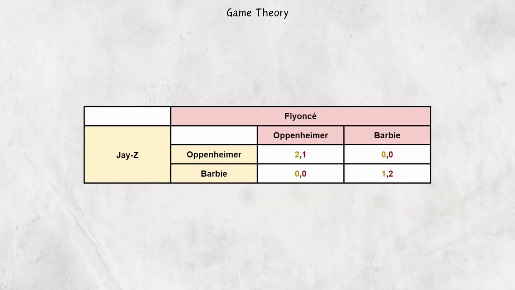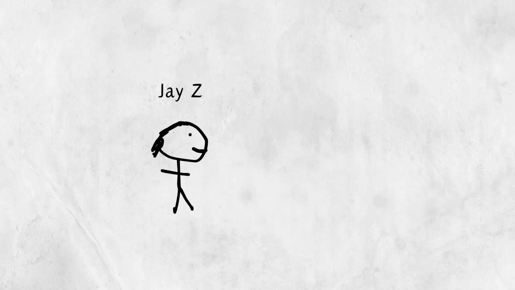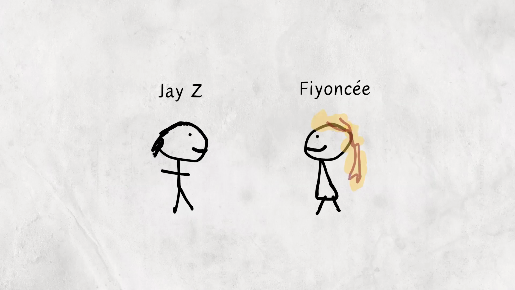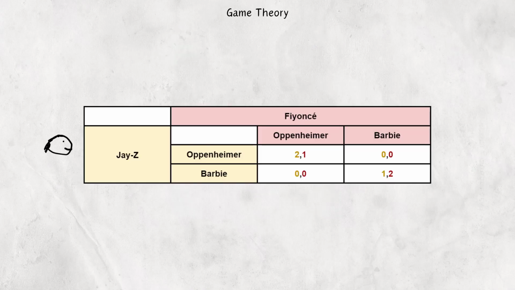Let's take a look at the fourth game. This time it's between a man and a woman who are engaged. JC and his wife before they got married, fiancé. It's their date night and they want to go to watch a movie. JC wants to watch Oppenheimer and the fiancé wants to go watch Barbie. But they don't want to go alone, that would ruin the entire idea of a date night. So they only get a payoff if they go together.